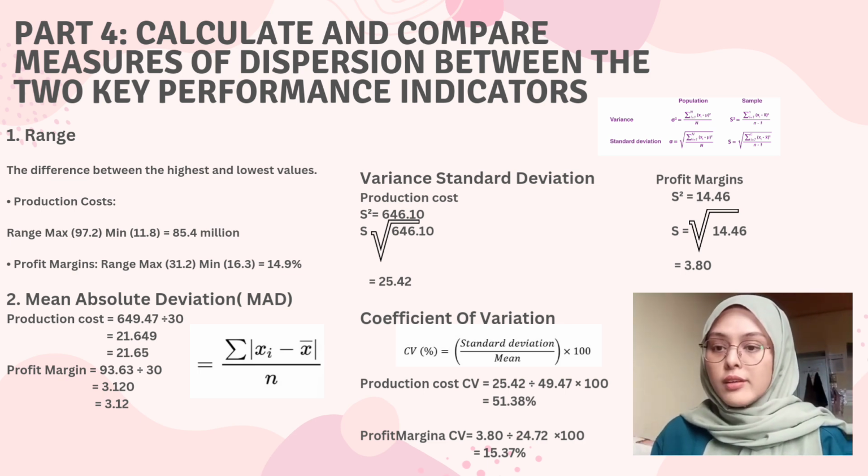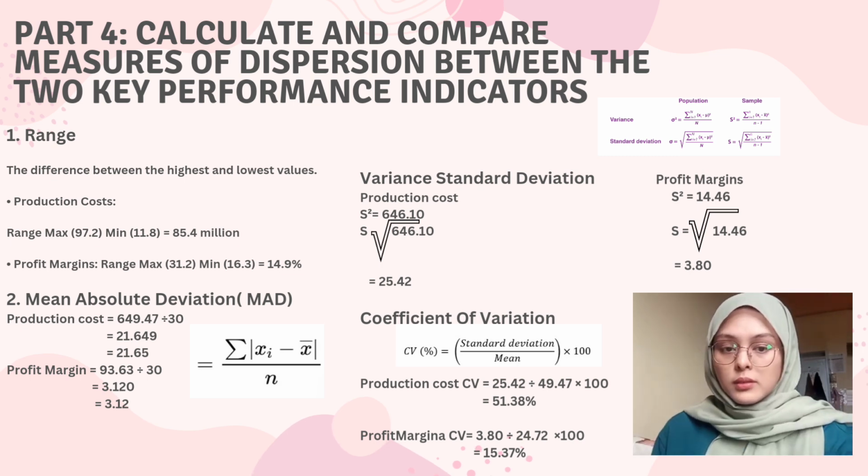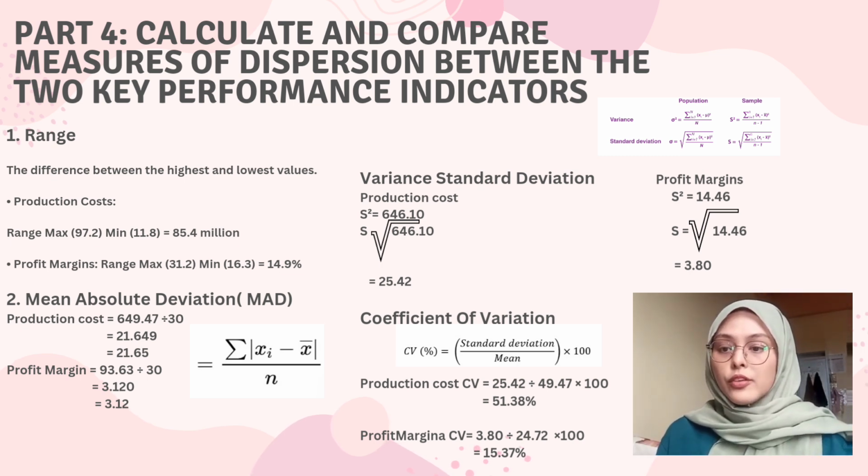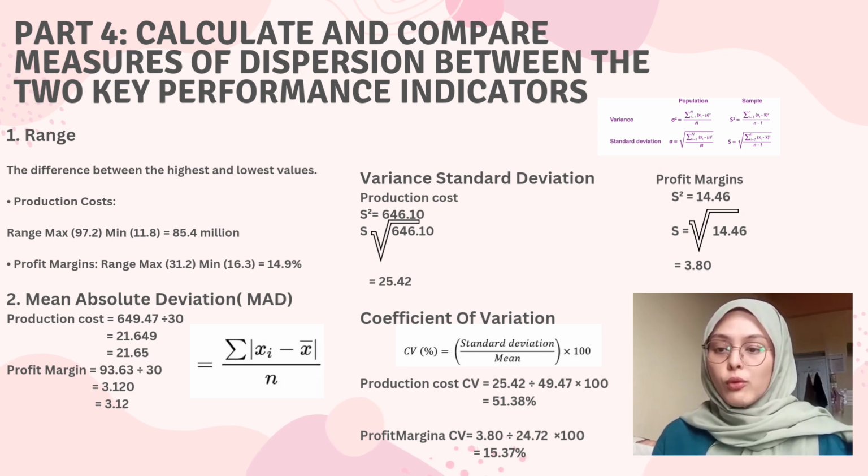And then variance and standard deviation. Standard deviation is the square root of the variance and provides a measure of how spread out the data is around the mean. So we will use the variance to find the standard deviation. Here we will get 649.10. We will square root it and then we will get the answer, which is 25.42.